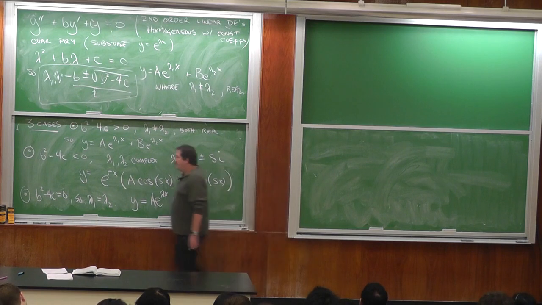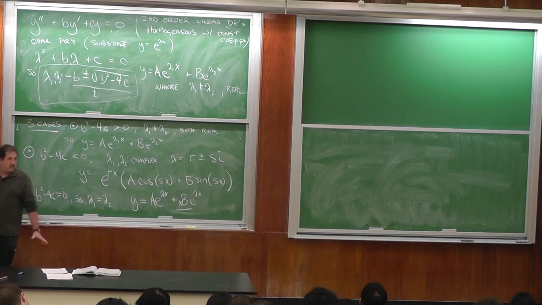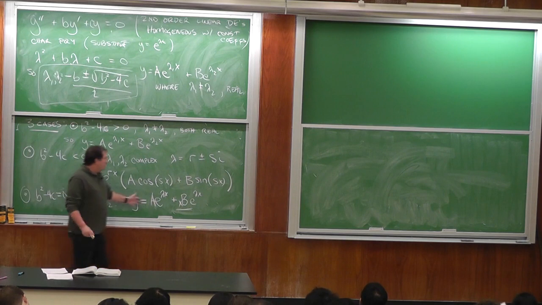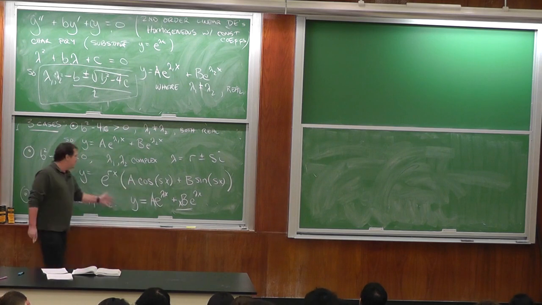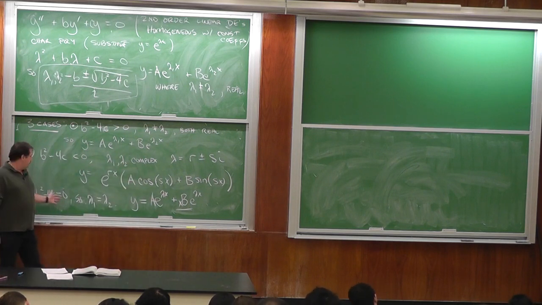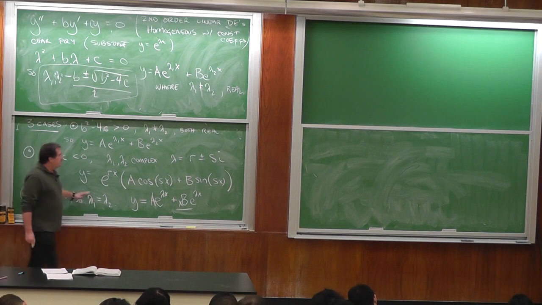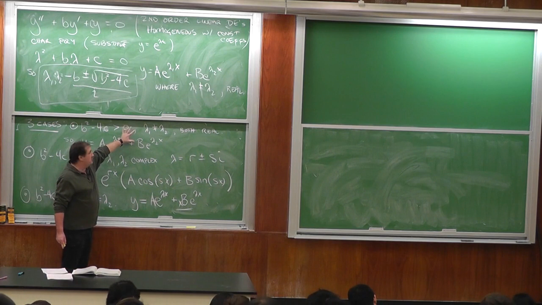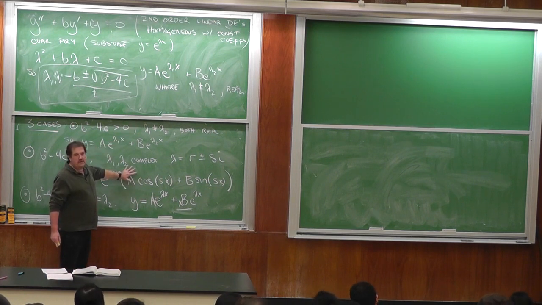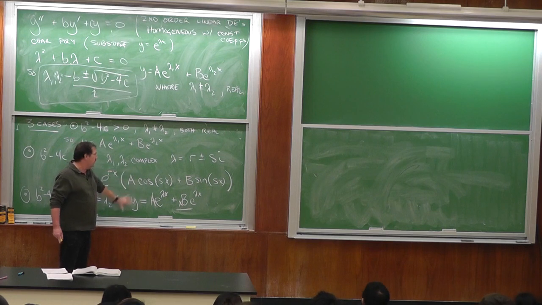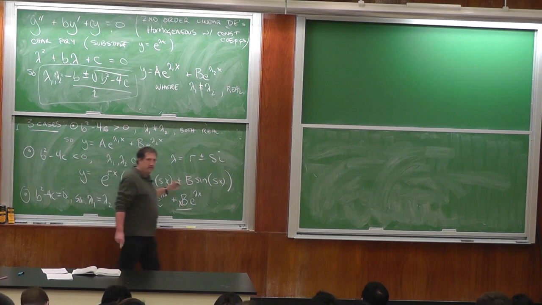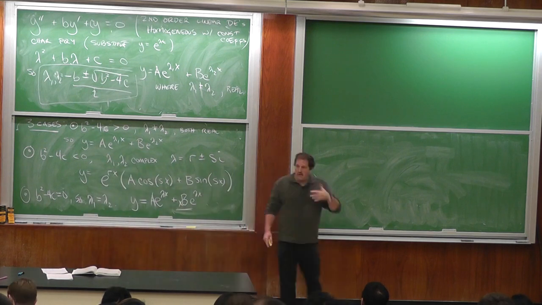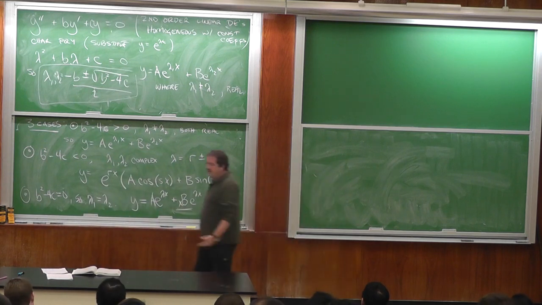So we'll check that that works in a little bit, and it only works in the case where the two roots are the same, where the discriminant is zero. So we have three cases. We have real and distinct solutions to the characteristic polynomial. We have complex conjugate solutions to the characteristic polynomial. And we have a double solution to the characteristic polynomial. Three different cases. So let me just do an example of each.